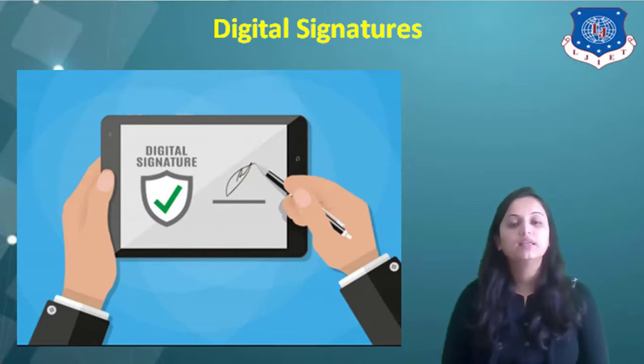So I hope that the digital signature concept and the RSA algorithm are clear to you now. Keep practicing or keep reading these topics, that will be more useful to you.